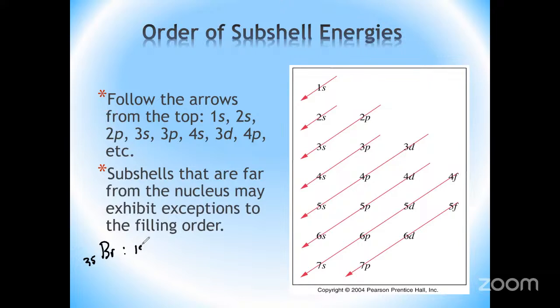1s2, 2s2, 2p6, 3s2, 3p6, 4s2, 3d10, 4p5. And I think that's correct. Yep, okay. That's correct. Any questions about this one? Any questions? Okay.